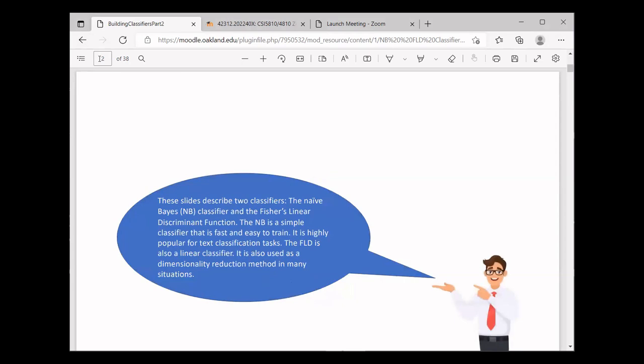Okay, so what does it say? These slides describe two classifiers, as I said, Bayesian and Fisher's linear discriminant function. The Bayesian is a simple classifier that is fast and easy to train. It's very popular for text classification tasks. FLD, which stands for Fisher's linear discriminant function, is also a linear classifier, and it can also be used for dimensionality reduction. So we will start with these two.